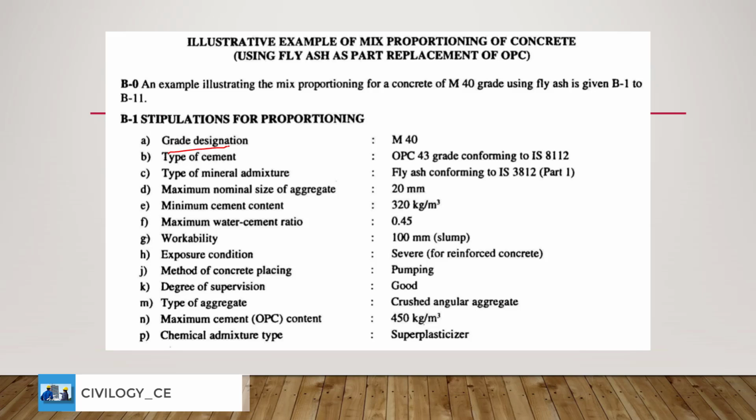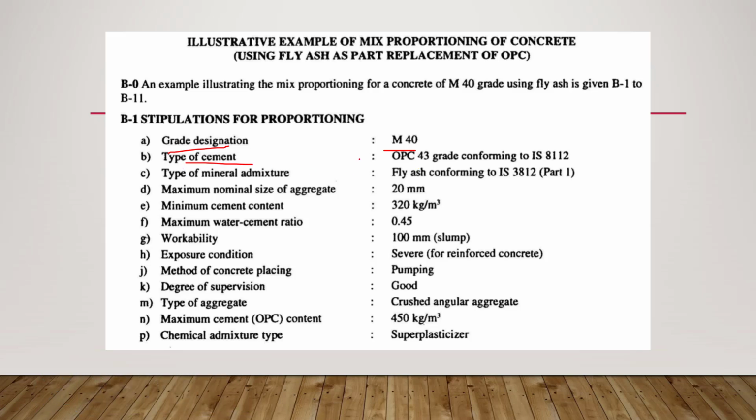Here the grade designation is given as M40, so we have to mix for M40, and the type of cement is 43 grade, the type of mineral admixture is fly ash, and the maximum nominal size of aggregate is 20 mm. Minimum cement content is 320, water cement ratio is 0.45, and workability here is 100 mm. Exposure condition is severe, method of concrete placing is pumping, degree of supervision is good, type of aggregate is crushed angular aggregate, maximum cement content is 450, and chemical admixture type is super plasticizer.